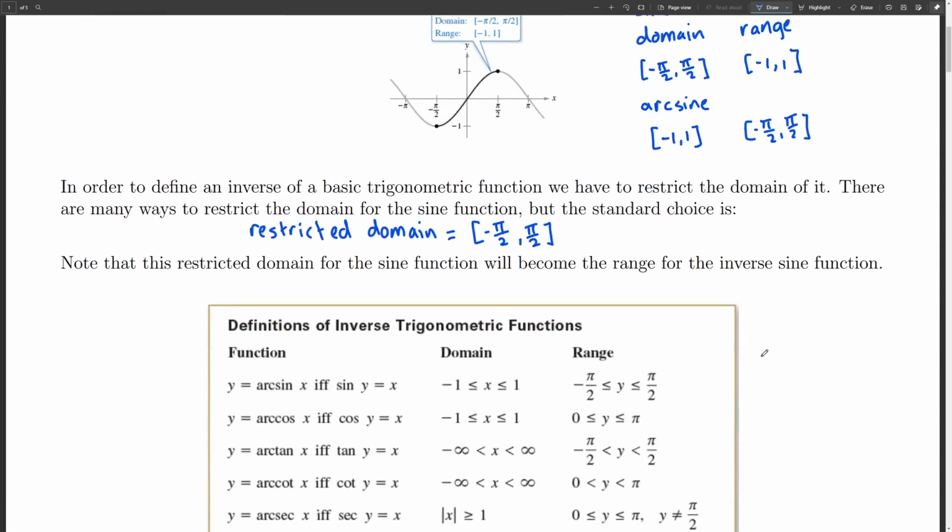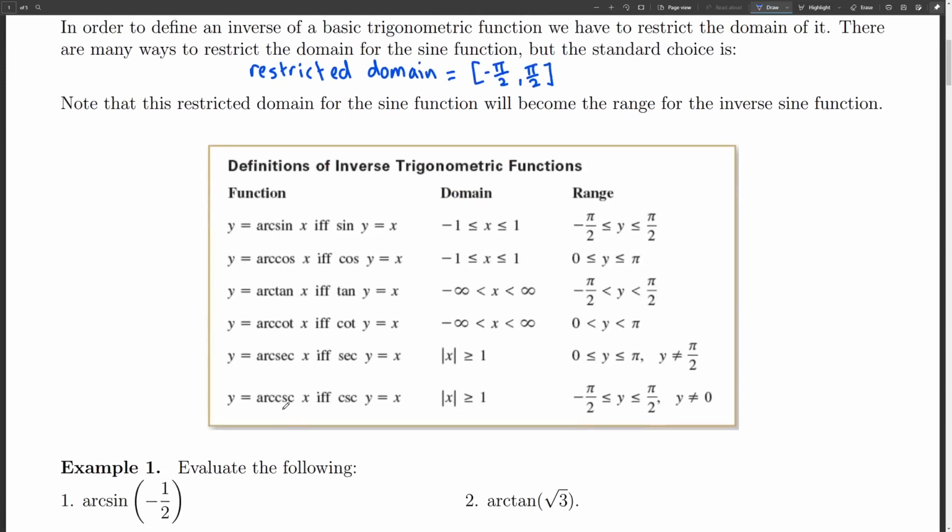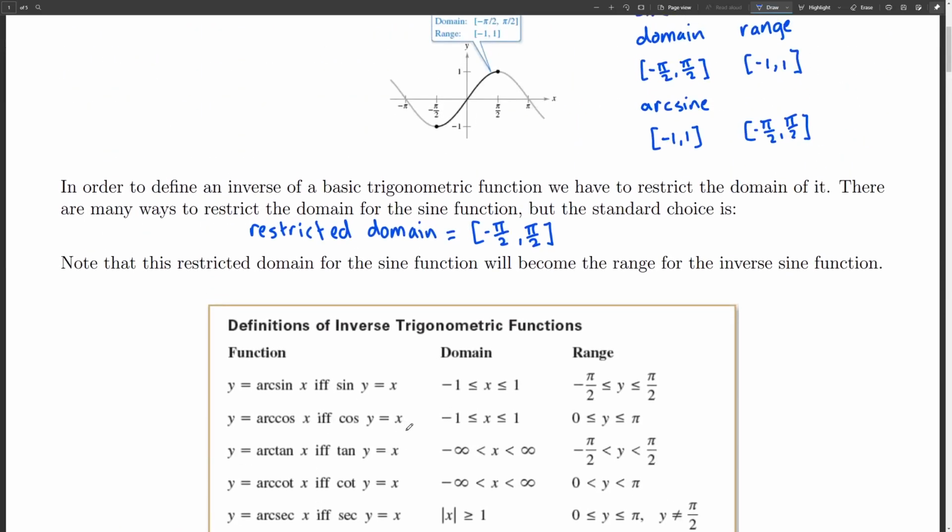So we can do that for all the 6 basic trigonometric functions: the sine, the cosine, the tangent, the cotangent, the secant, and the cosecant. And so what you see here is what I talked about, that the domain of the arc sine is negative 1 to 1, and the range is negative pi over 2 to pi over 2.